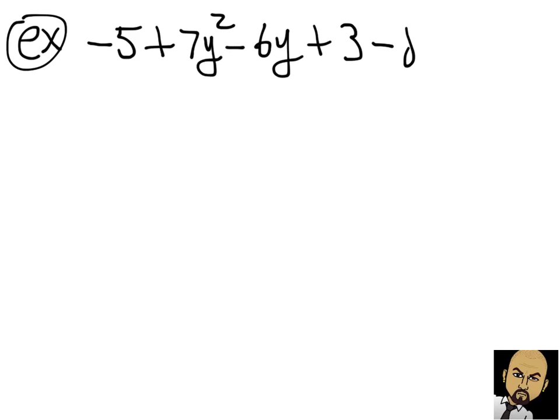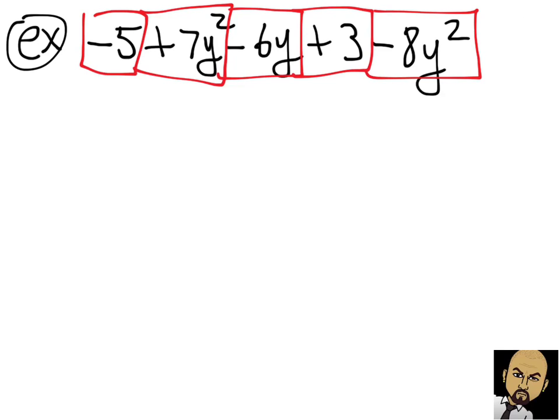Now, let's do another problem here. We got negative 5 plus 7y squared minus 6y plus 3 minus 8y squared. Now, let's go ahead and box all your terms. And let's start off with the negative 5 because that's first. And so let's go and look. Do we have any other constant? Yes, we have positive 3. So let's go ahead and simplify negative 5 plus 3.